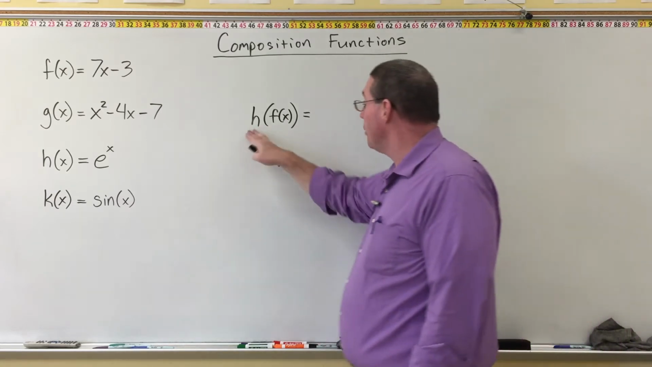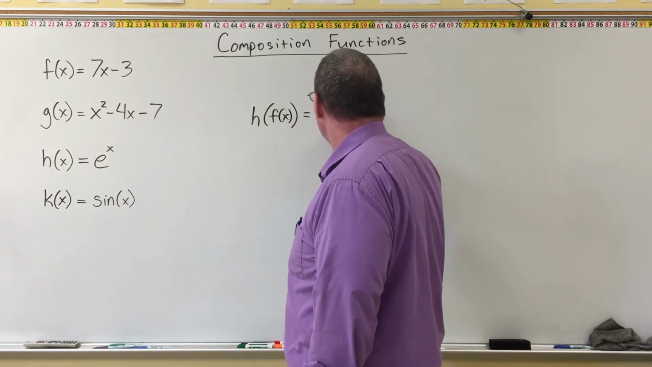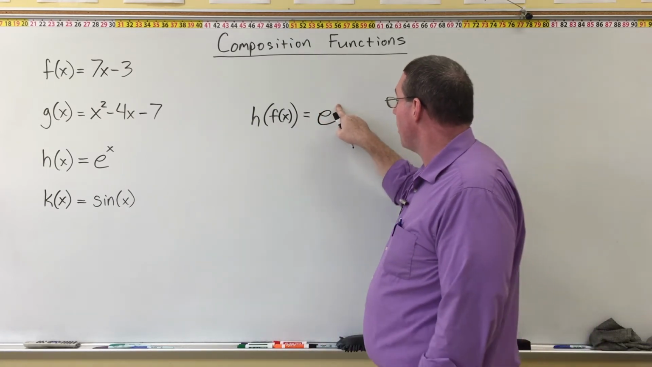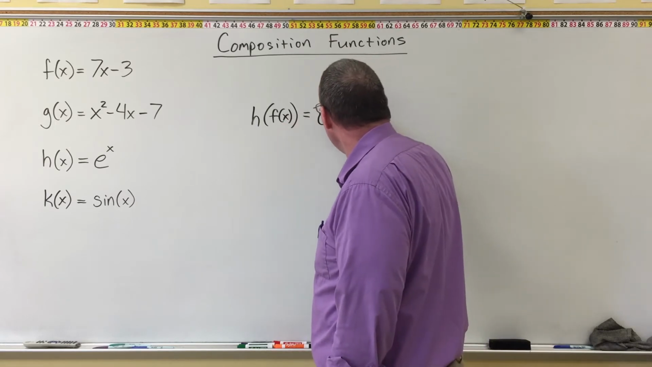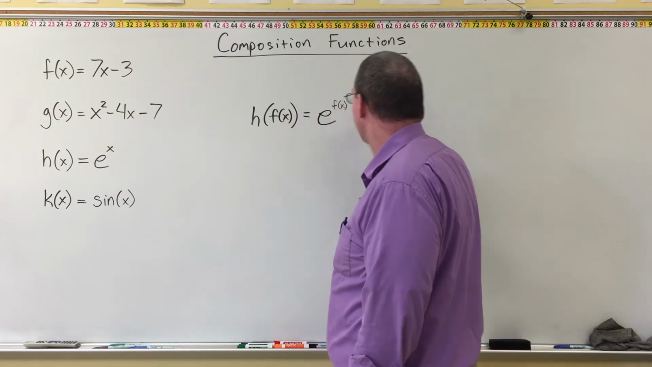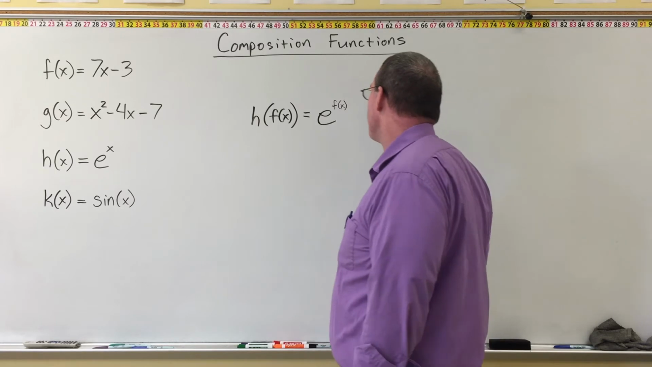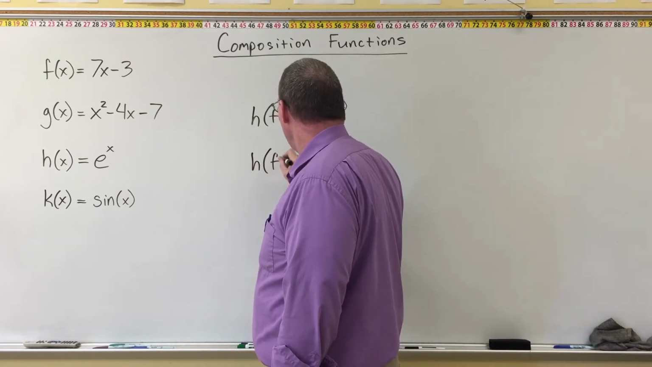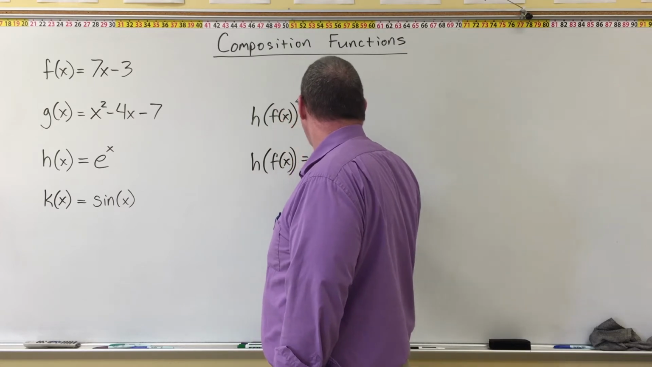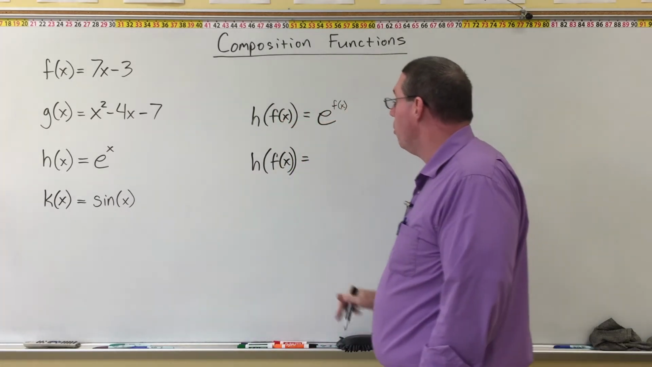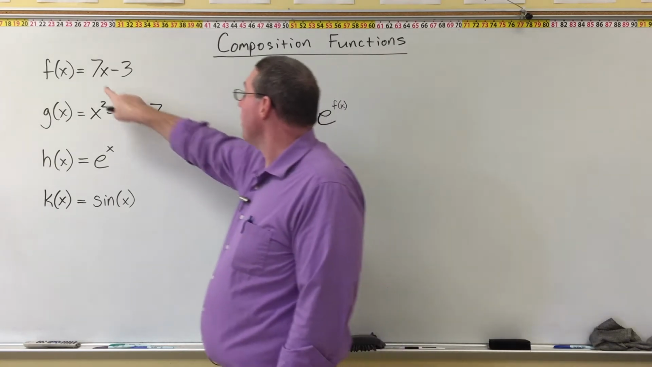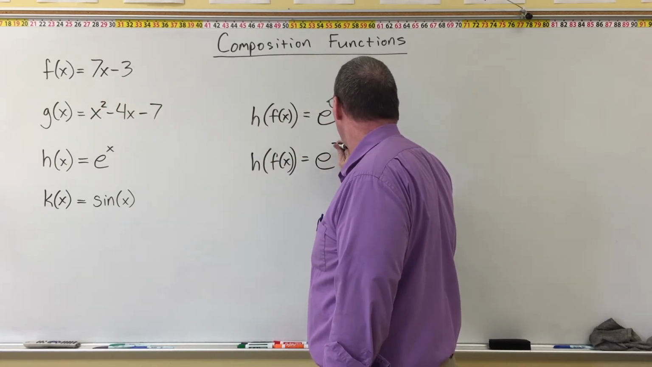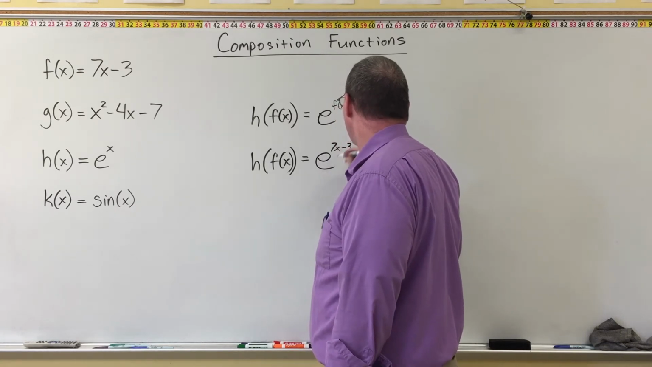All right, so h of x would be e to the x power. So I would put an x here, but instead of putting an x there, I'm going to put f of x. So it's e to the power of f of x, right? And you can put it in parentheses or not. But now we're going to replace the f of x with whatever f of x is equal to. Well, f of x is equal to 7x minus 3. So this is going to become e to the power of 7x minus 3.